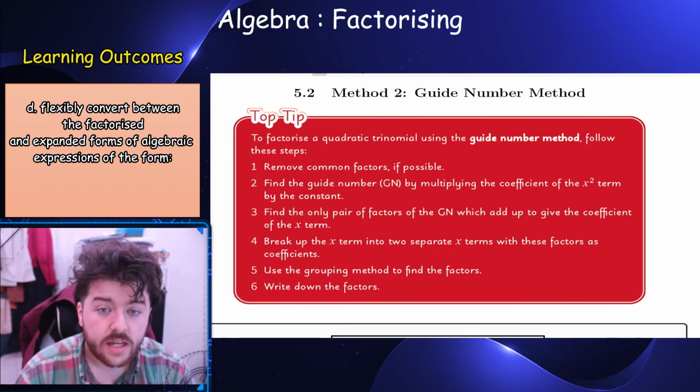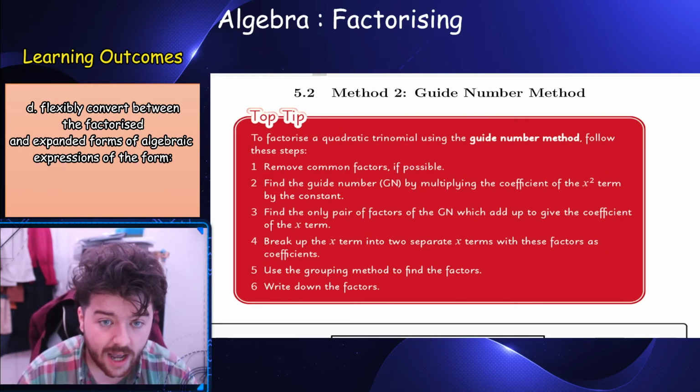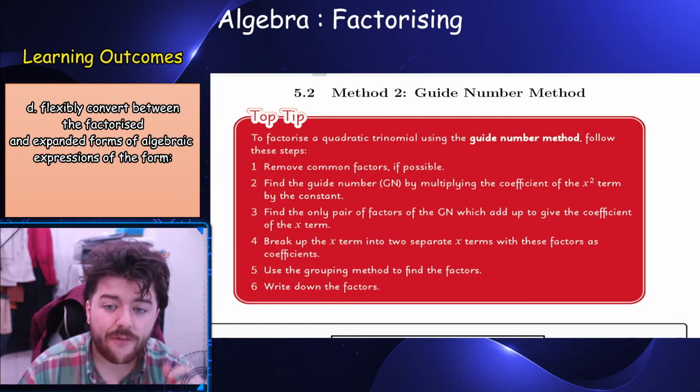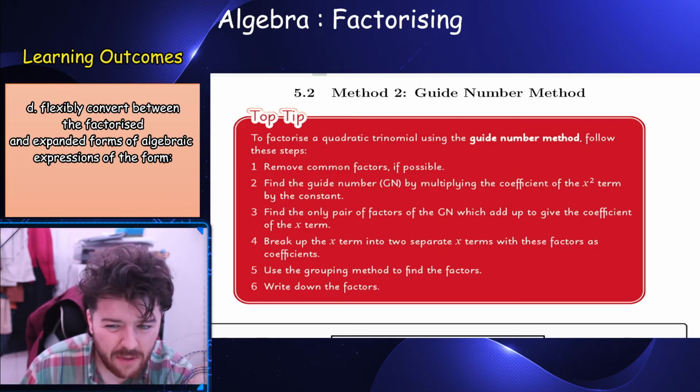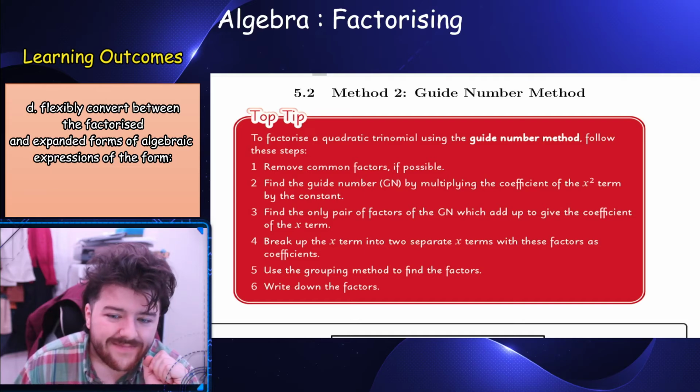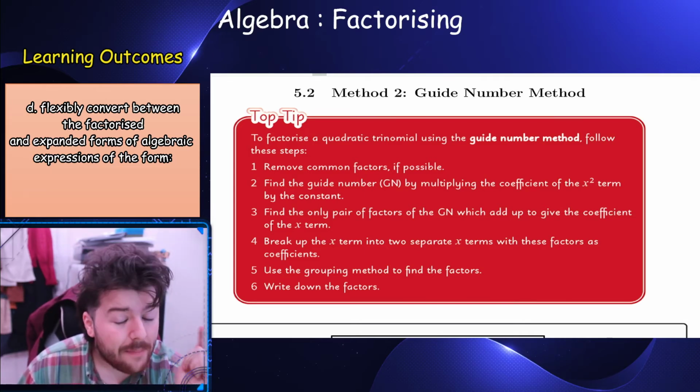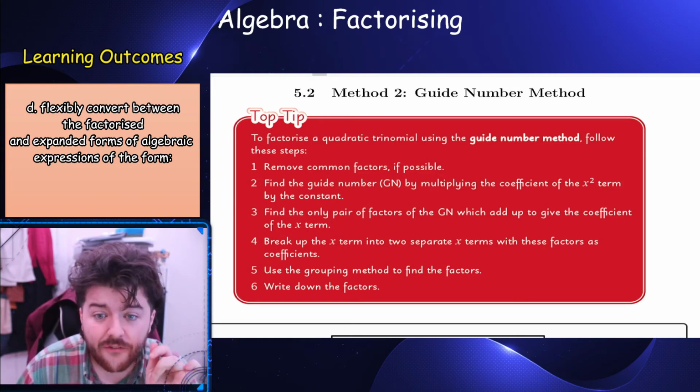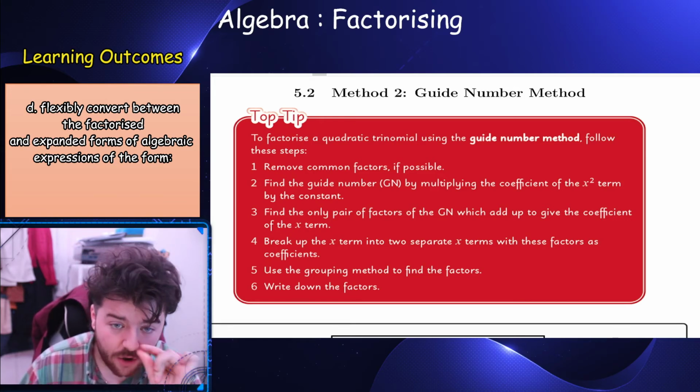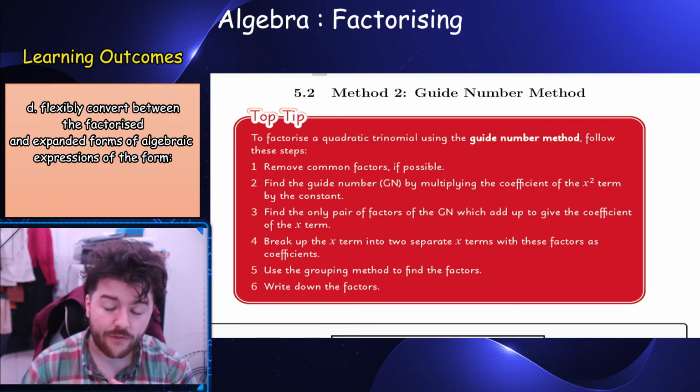I'm going to be using the guide number method. So to factorize a quadratic trinomial using the guide number method, follow these steps. So first of all, remove any common factors if possible. Find the guide number by multiplying the coefficient of x squared by the constant term.